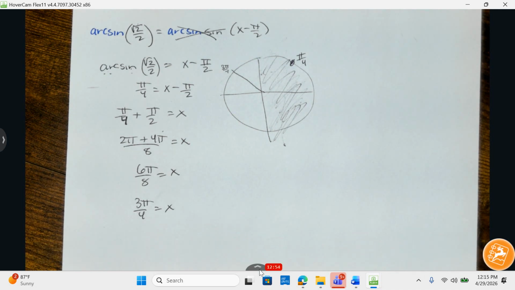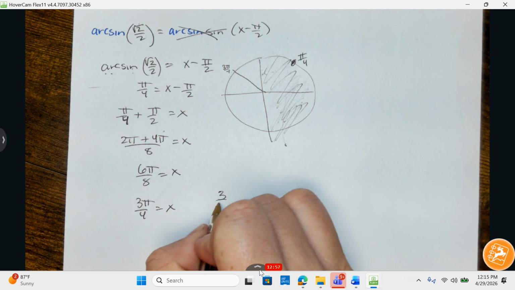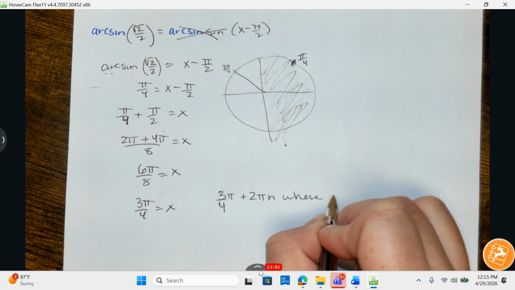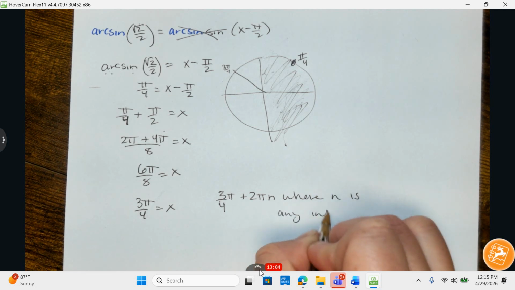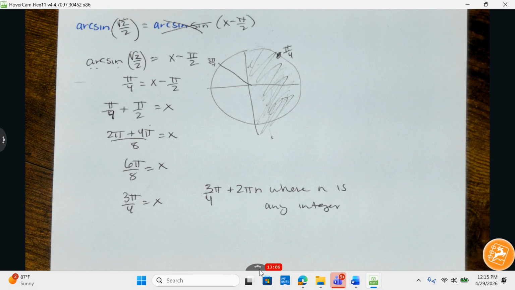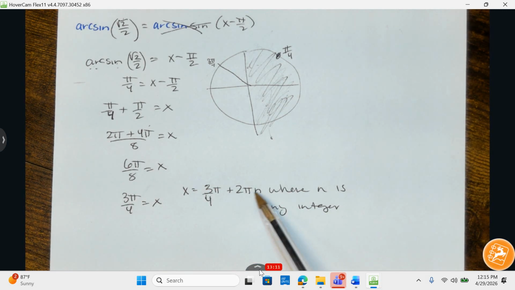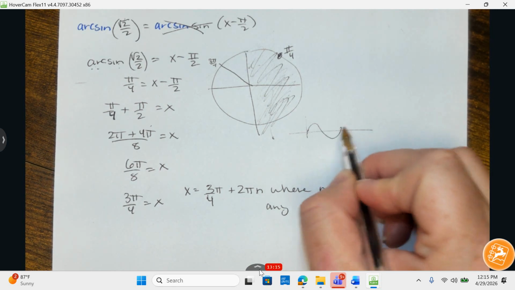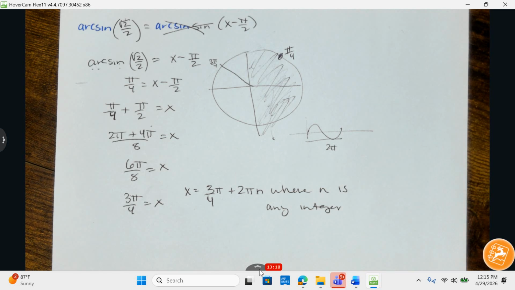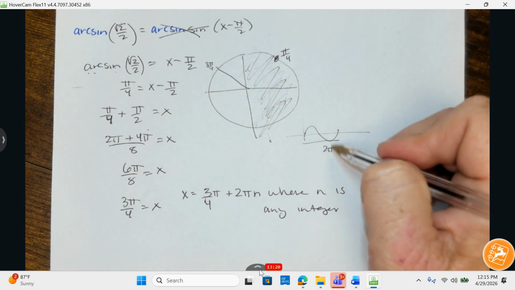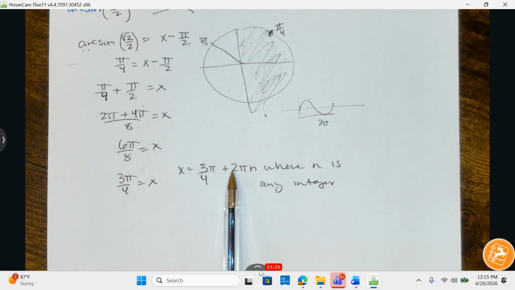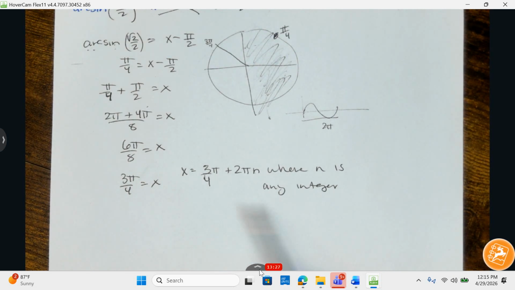And for sine and cosine, we will always do that plus 2 pi n, where n is any integer. And remember, for the general solutions for tangent, we do plus pi n. Why is that? Because the period length for sine and cosine is 2 pi for the general parent function, but for tangent it's just pi. So again, we're working with sine, and so we'll go plus 2 pi n, where n is any integer. This would be my solution.